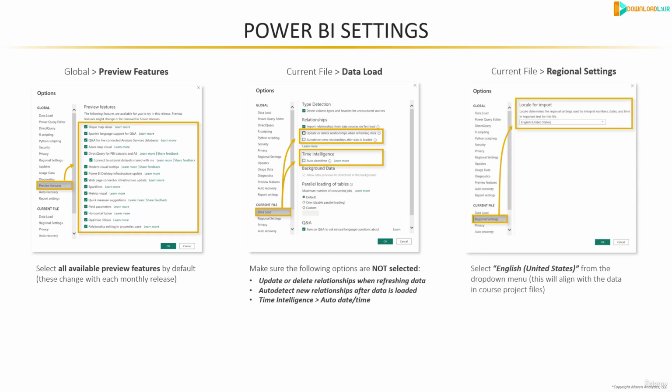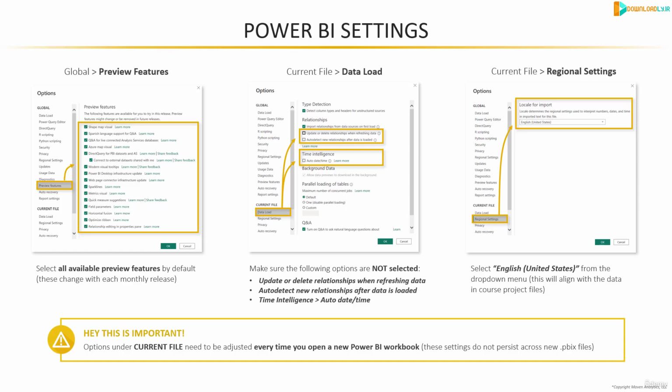And third, in the current file regional settings menu, we're going to set our locale for import to English United States. And that will align with the course project CSV files that we'll use throughout the course, which have some fields like dates and currencies that are formatted using the English US syntax. So by selecting our locale here in the regional settings, it will make sure that we're all seeing the same values no matter where we are in the world.